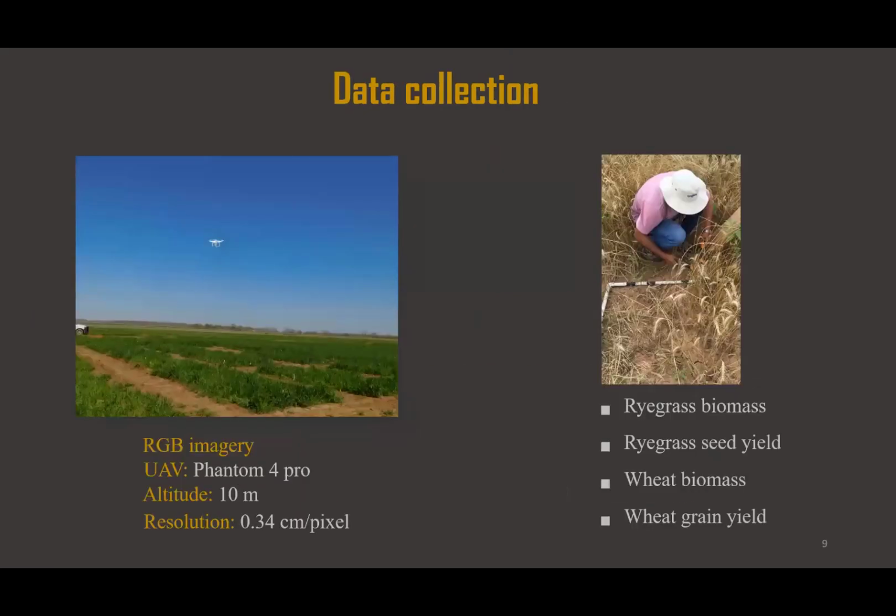So for this experiment, we collected RGB imagery using Phantom 4 Pro. We flew at 10 meters, and the resolution of the imagery that we obtained was 0.3 centimeter per pixel. And at the end of the season, we also collected ryegrass biomass, seed yield, and wheat biomass and wheat grain yield to see the competitive effects of ryegrass on the wheat.